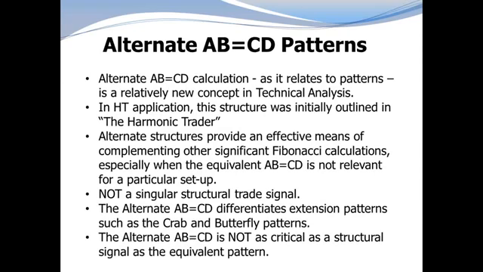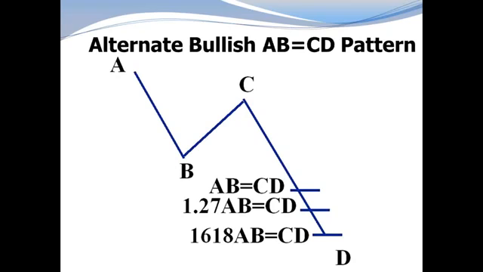It's important to remember this is not a singular structural trade signal. The alternate AB equals CD differentiates extension patterns such as the crab and the butterfly. But the AB equals CD is not as critical as a structural signal as the equivalent pattern is.